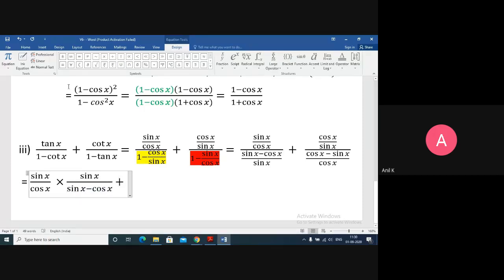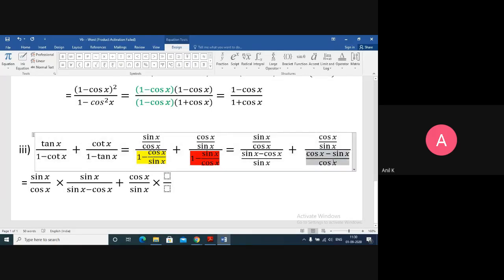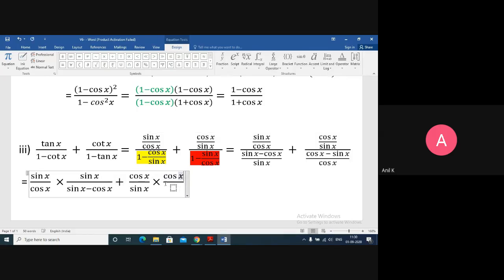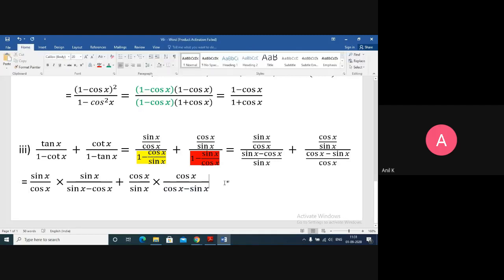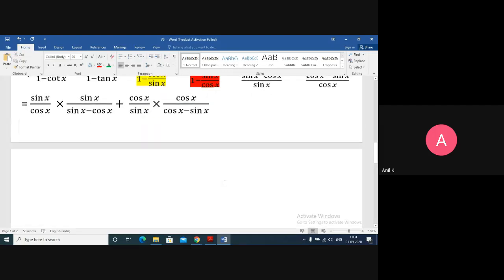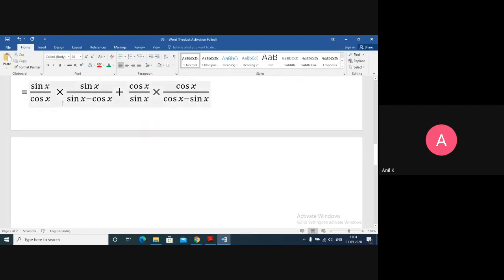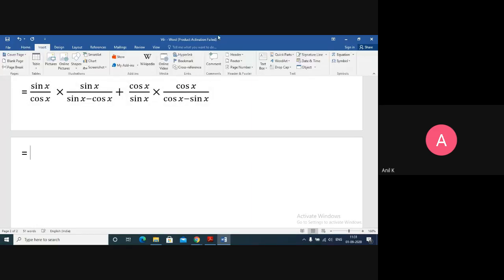Then plus, next this cos x upon sin x, again I keep as it is in this fraction, multiply by the next term. The denominator is going to be the reciprocal if I bring it to the numerator, so it is going to be cos x upon cos x minus sin x. I think till this step is clear for everyone. So let me put equals to, multiply.